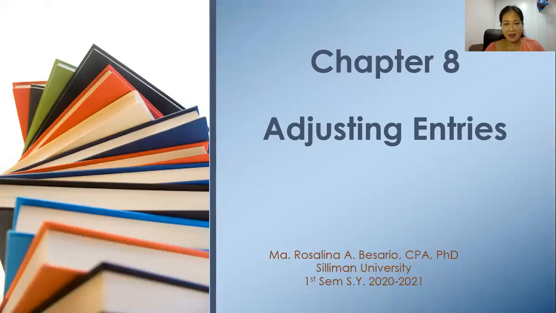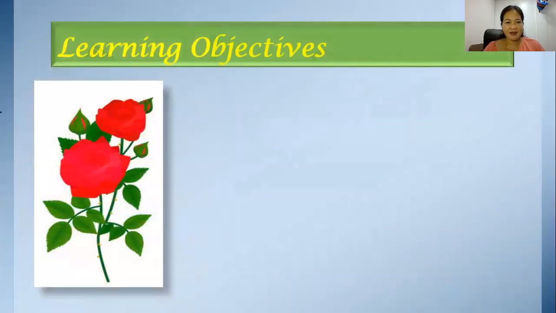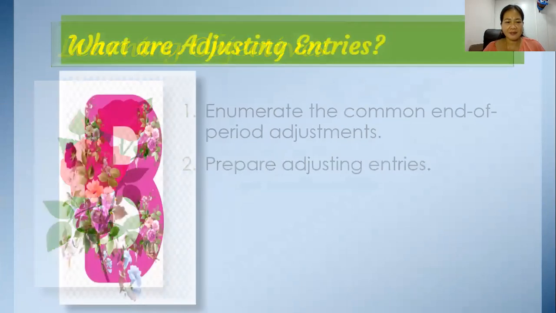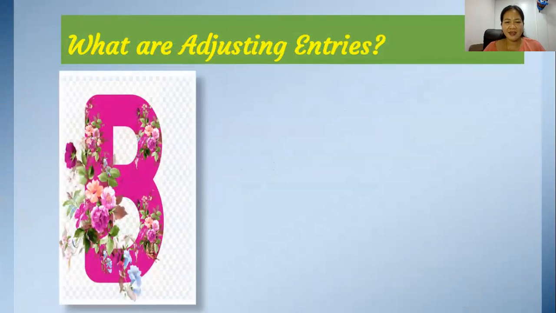So today, I will be discussing Chapter 8 of your book, Adjusting Entries. Before that, let me introduce to you the learning objectives for the chapter. Number 1, enumerate the common end of period adjustment. Number 2, prepare adjusting entries. What are adjusting entries and the nature of adjusting entries?